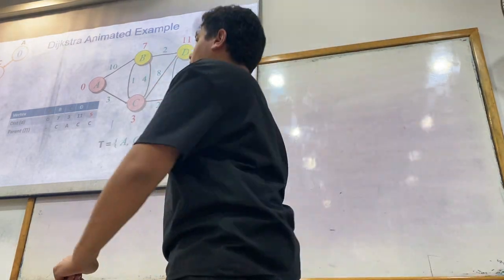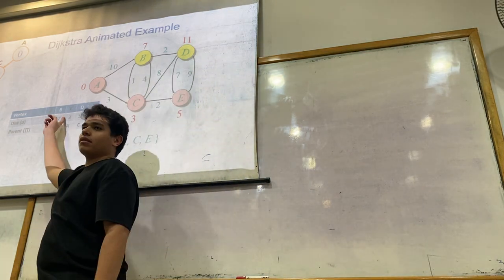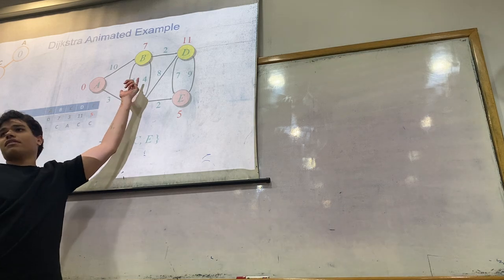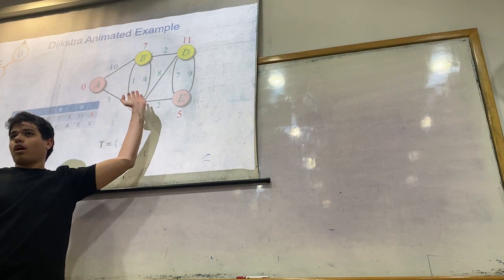Okay, now we can pick the minimum from B and D. The minimum is B. Okay. Who are the neighbors of B? We have D and C. C has a value of 3. 7 plus 1 is 8. So this will not work. I will not update anything.